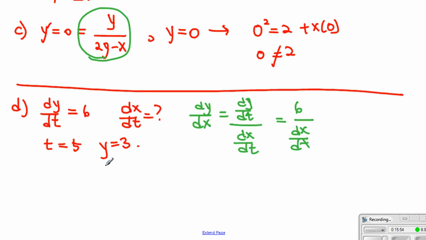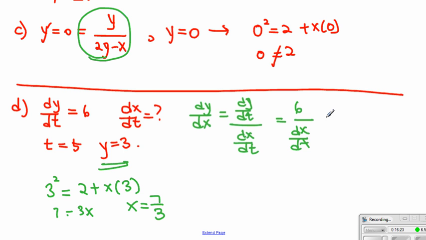That must be equal to when y equals 3. So we know that we can plug in y equals 3 in these two locations, but how about x? We can figure that out by looking at the original equation. So 3 squared is equal to 2 plus x times 3. Then here we have 7 equals 3x, where x becomes 7 over 3.